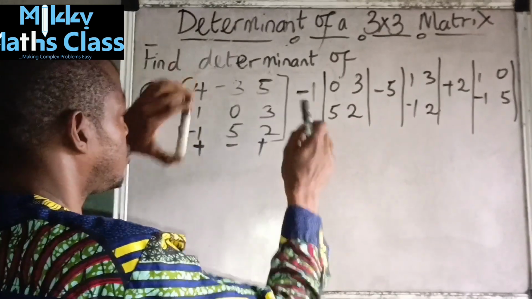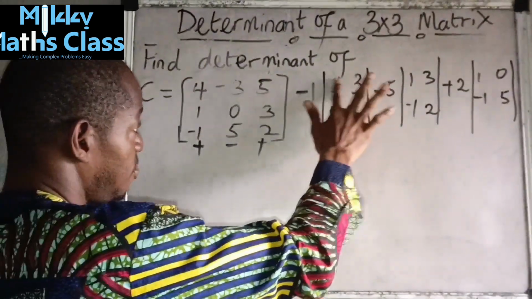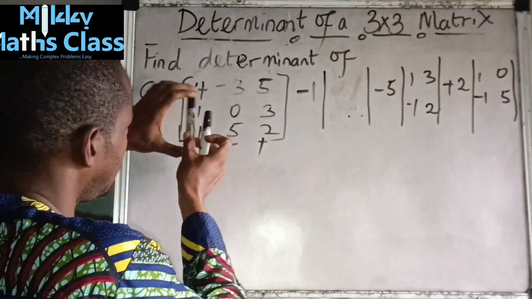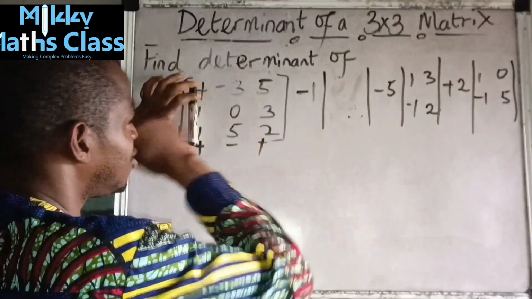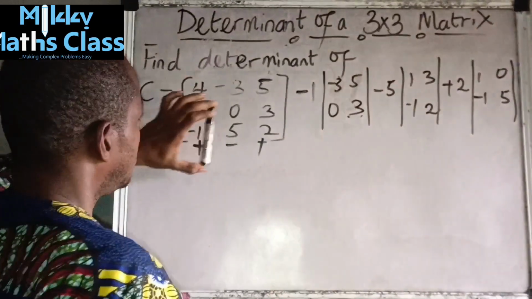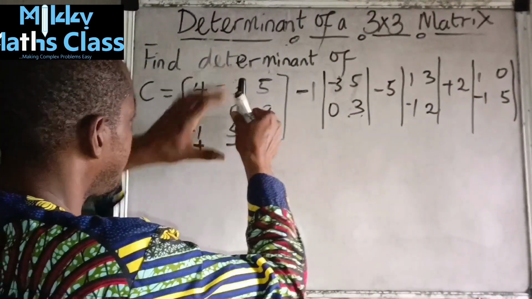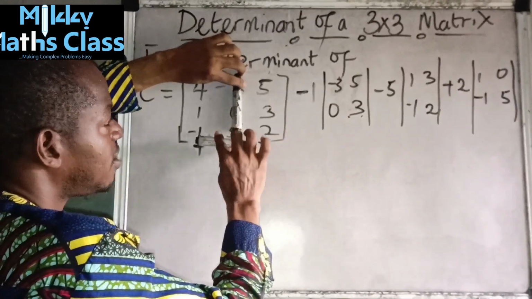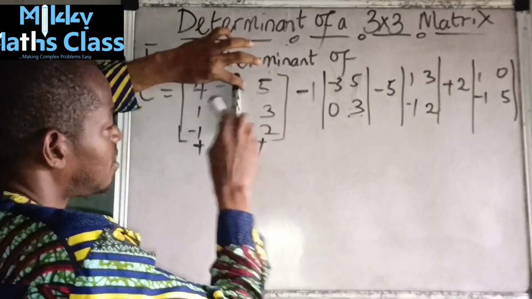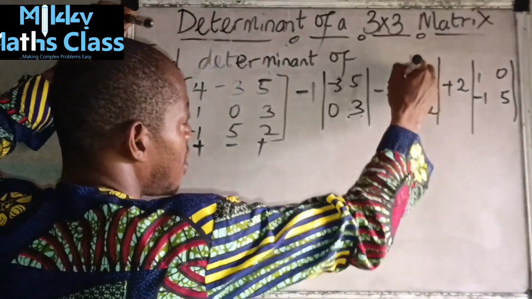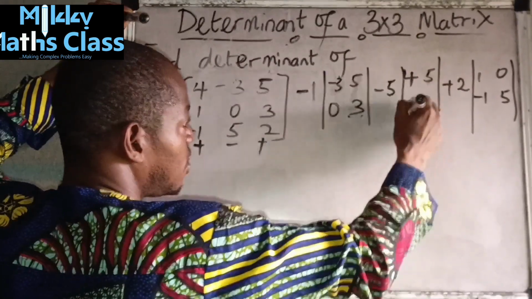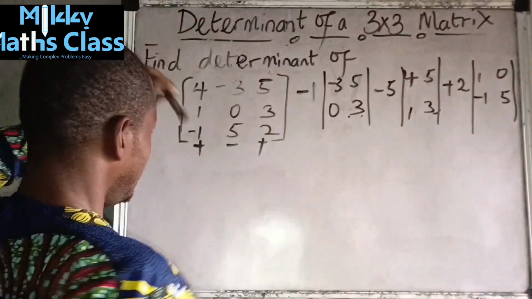Sorry, for this first one, there's a mistake there. For this first one, look at it, you cover what is here and what is by the side. So here should have been negative 3, 5, and 0, 3. The same thing with this, cover what is on top of it and what is by the side. So I have 4, 5, 1, and 3. So always confirm. I almost made a mistake there.